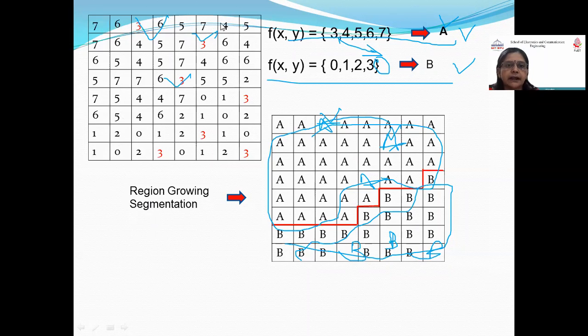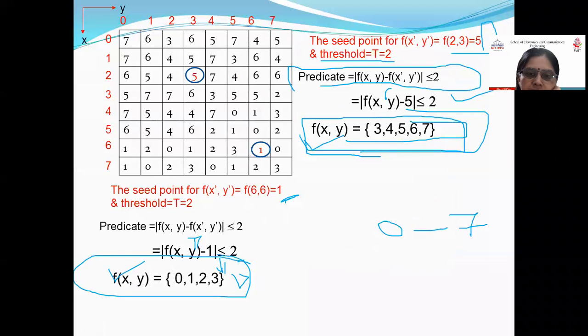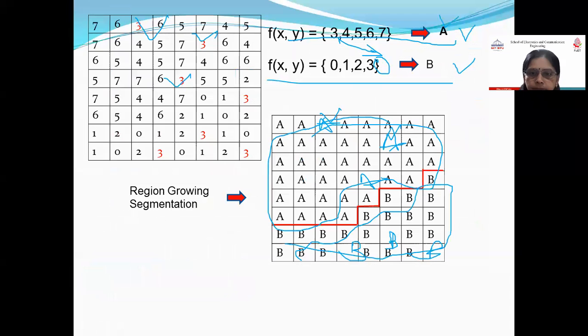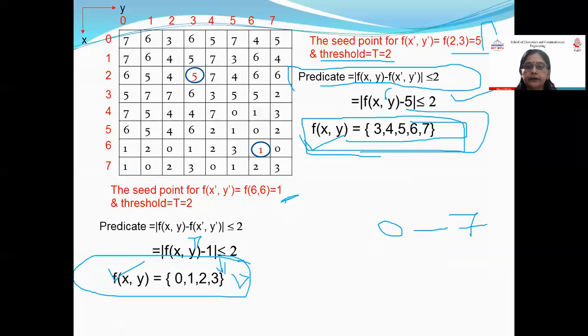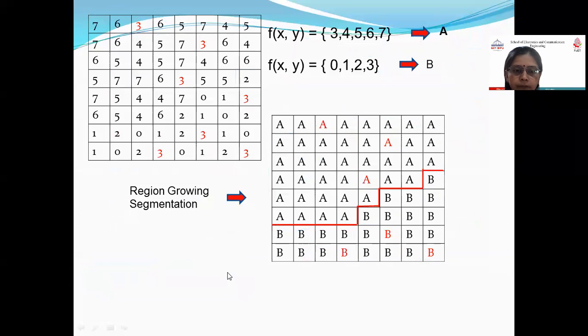So please copy this 8 by 8 image as given here. Use predicate as difference between the two pixels has to be less than or equal to 2. So magnitude of f(x,y) minus f(x',y'), it should be less than or equal to 2. And we always compare it with the seed value. One of the seeds is 1, other seed value is 5. So for this particular example, finally we get this as result.